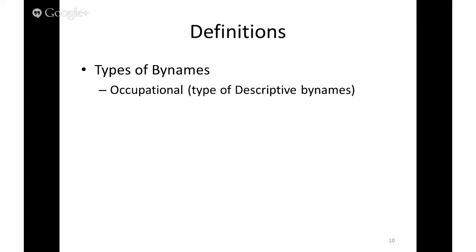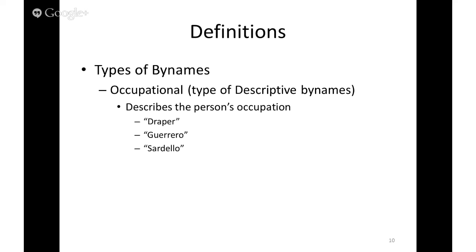A type of descriptive byname is what we call an occupational byname, which describes the person's occupation. Draper in English. Guerrero is Spanish for soldier. Sardello is an Italian byname that you see with people in the sardine trade: fishermen, sellers, brokers, and such. So these are names formed from their occupation.